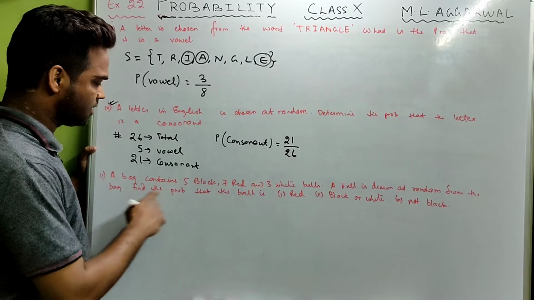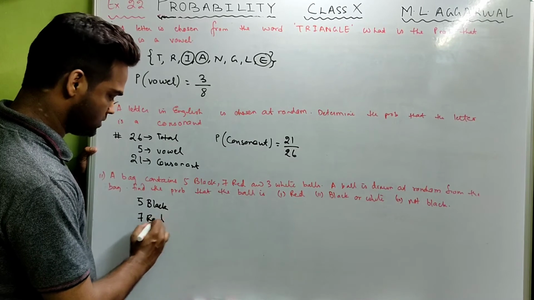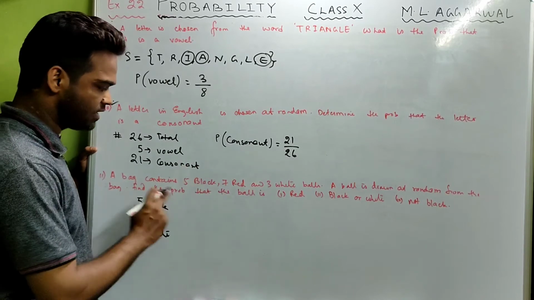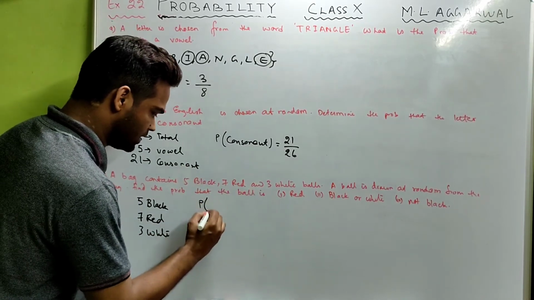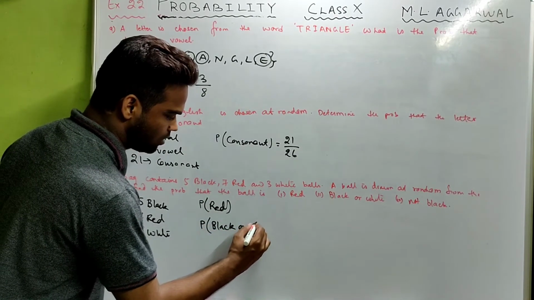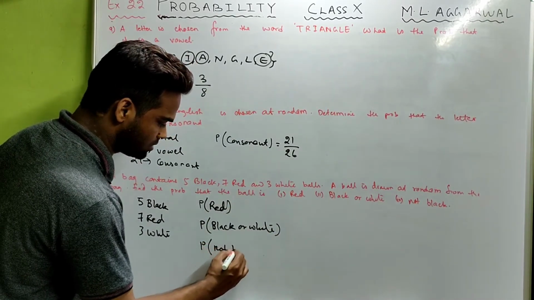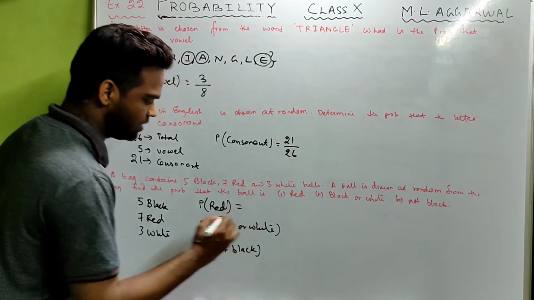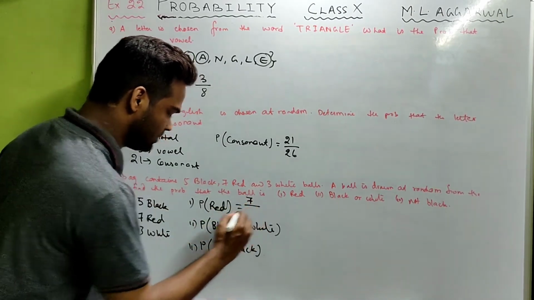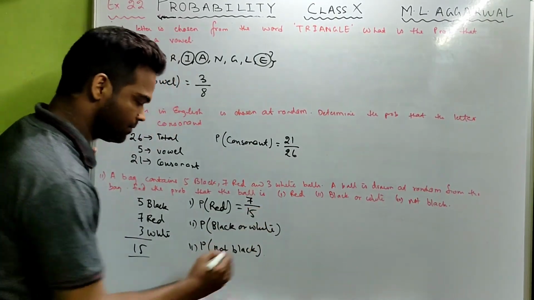Now look at number 11. A bag contains 5 black balls, 7 red balls, 3 white balls. A ball is drawn at random from the bag. Find the probability that it is red, the probability that it is black or white, and the last one, that it is not black. Now the first one, when you talk about red: 7 red, favorable outcome is 7. Total is 15 if you look carefully. So 7 by 15. Done.